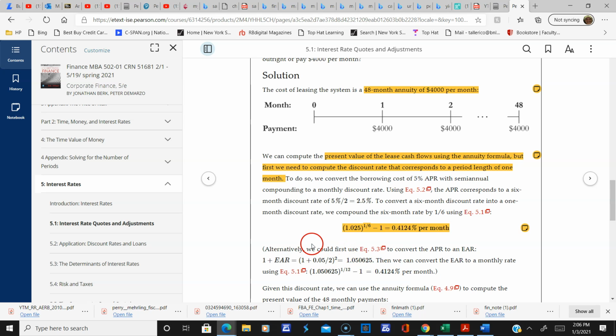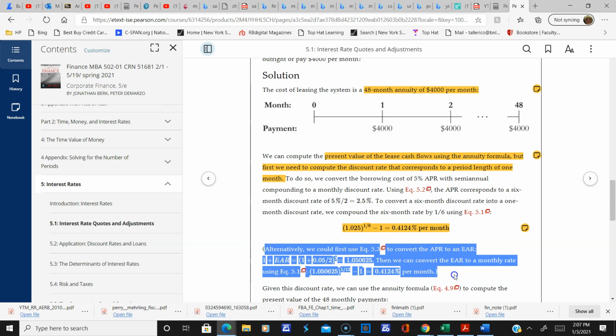The other method we can use is to go back to equation 5.3, convert the APR, and I think a lot of people would rather do this. Convert the APR to an effective annual rate, right? So here's the effective annual rate. Then we can convert the effective annual rate to a monthly rate using equation 5.1 again. And it comes out the same way. And again, I think people would much rather do this. It's a lot more straightforward. All right. Convert the whole thing to an EAR.